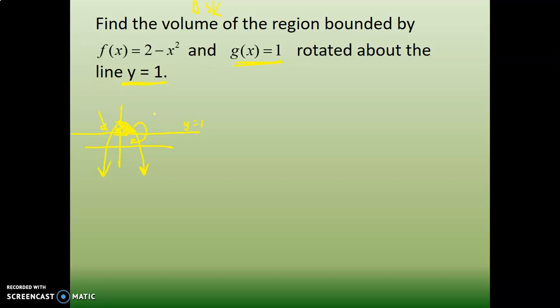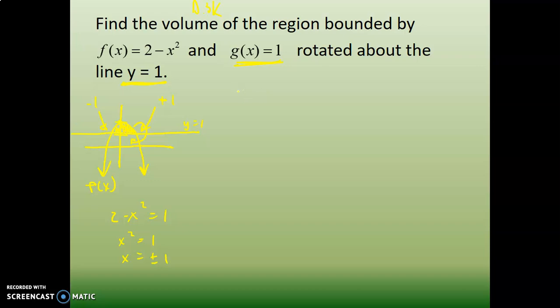The problem doesn't tell me what a and b are, so I'm going to need to figure that out. And I'm going to figure that out by taking my function and setting it equal to 1. So I'm going to say 2 minus x² is equal to 1. Add the x² over, subtract the 1, so x² = 1. So x would be positive or negative 1. A lot of times the numbers are going to work out fairly well because setting it up is the hard part. They don't want you to get bogged down in the actual calculations.